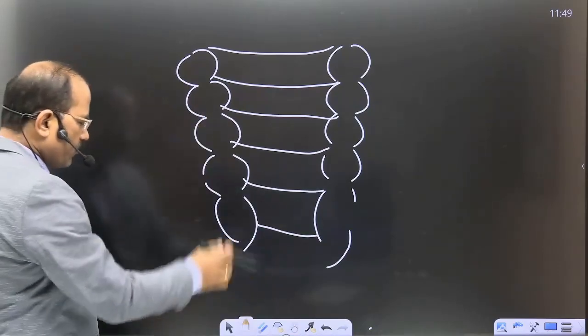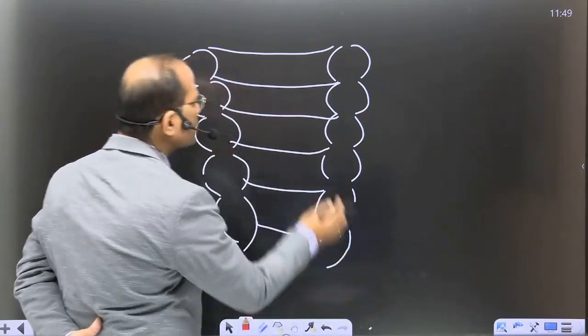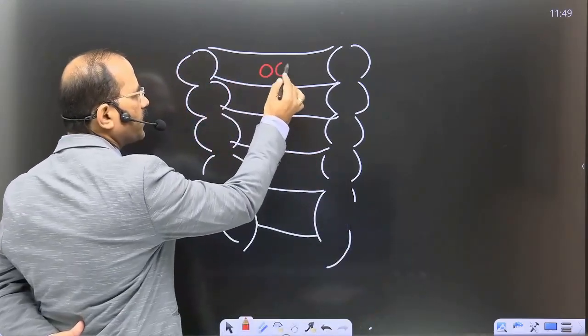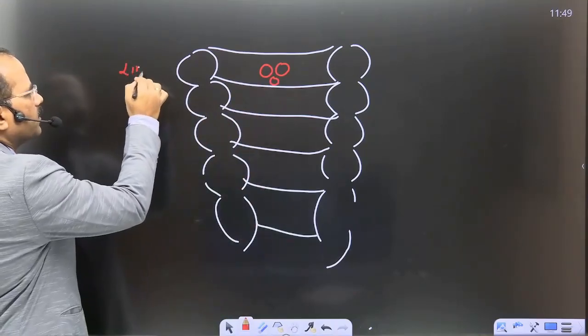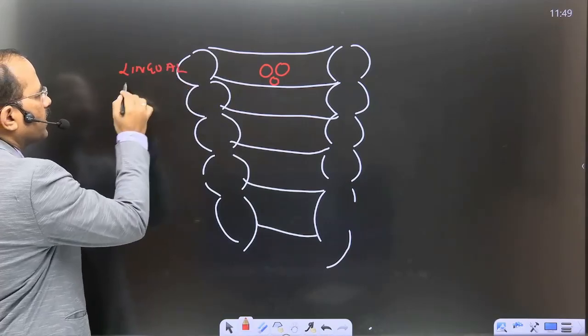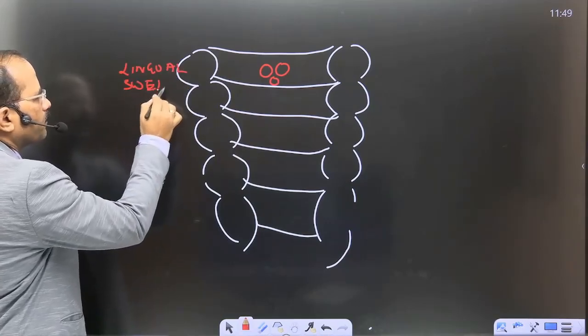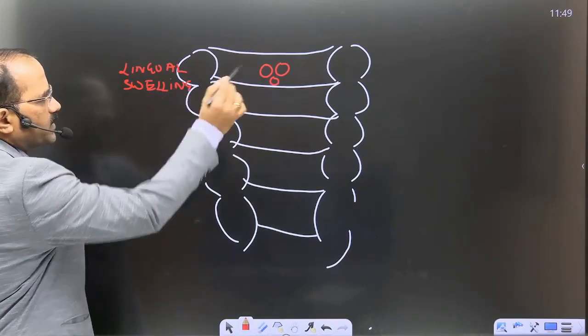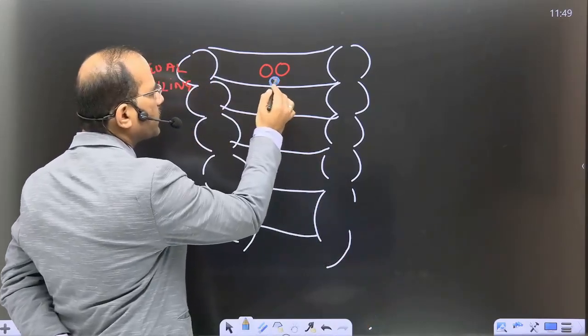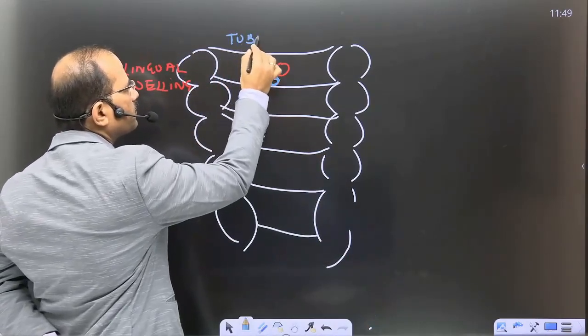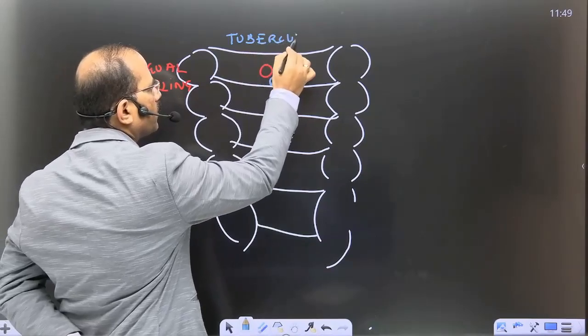Now, in the first pharyngeal arch, we get two swellings here, and we get a swelling behind. What are these two swellings known as? Lingual swellings. These two swellings are known as lingual swellings. And what is this one swelling behind here? This swelling is known as the tuberculum impar.